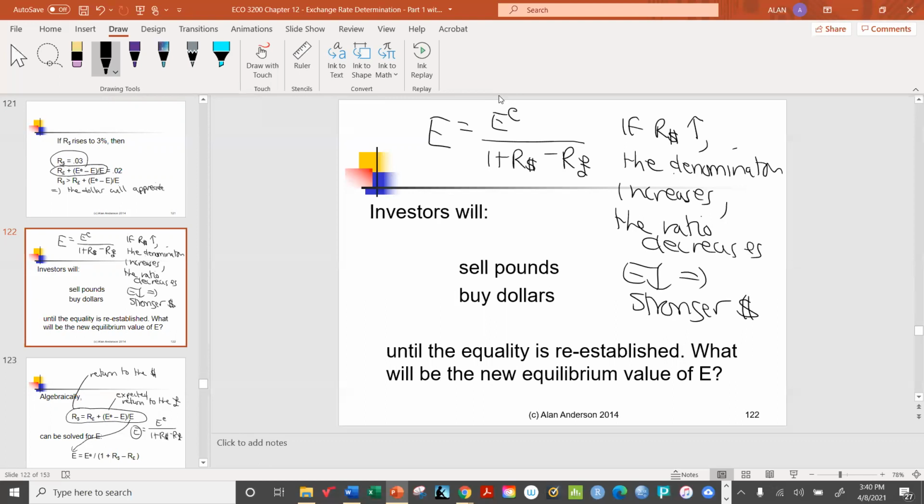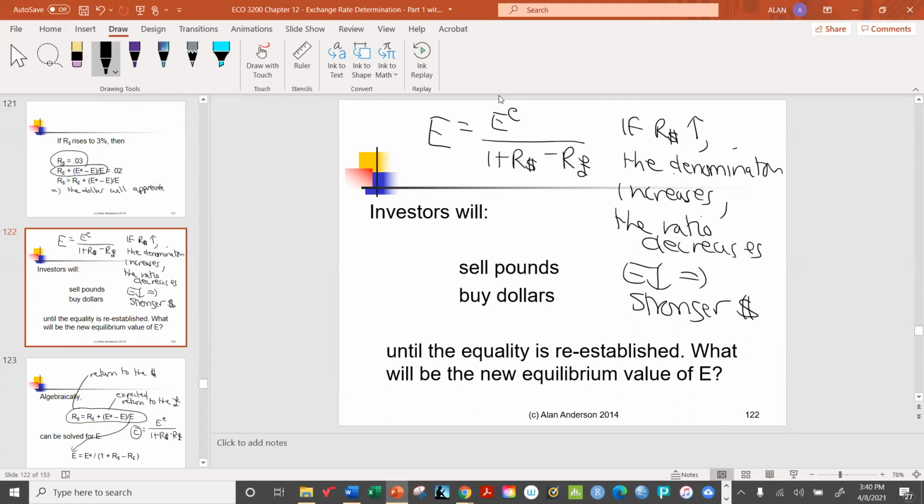So that's a key insight. A higher US rate of interest strengthens the dollar. And of course you can see why, because it means investors are buying dollars to take advantage of the higher interest rates in the United States. So that's an important detail. A higher US rate of interest will strengthen the dollar.